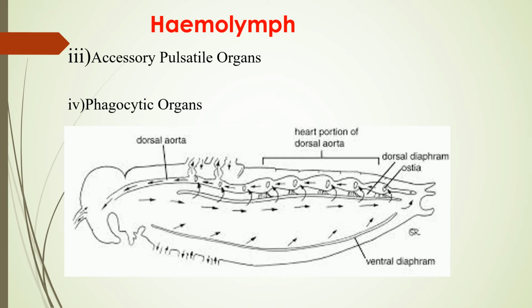These terminal structures act as accessory pulsatile organs, and they are innervated by axons of brain neurosecretory cells or nerves that come from the corpora cardiaca. Now, what about the heart? It extends from the hind region of the thorax to the terminal end of the abdomen.